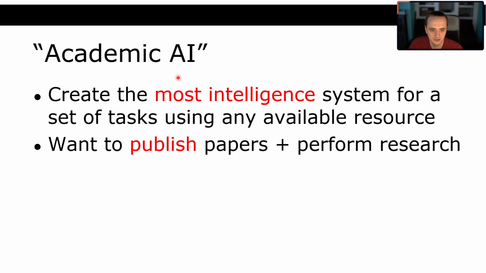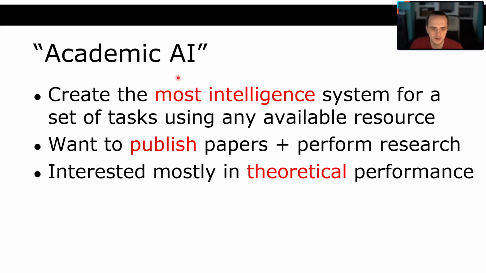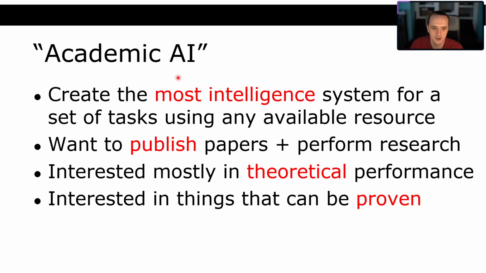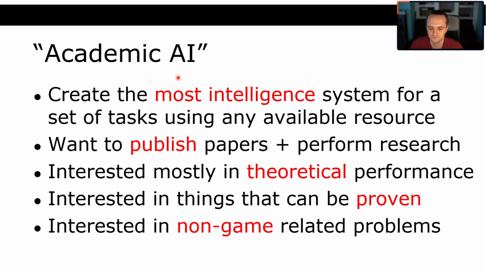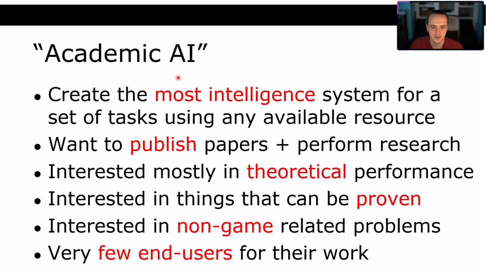So academia is all about publishing papers saying, hey, look what I did that's really cool. So you're interested mostly in theoretical performance, but lately academic AI has also gotten into more practical performance metrics. You're interested in things, if possible, that can actually be proven. Okay, so proven meaning like mathematically show that this thing is better than this other thing. Typically, AI is interested in non-game related problems, but more and more recently, AI has been using a lot of game related problems.